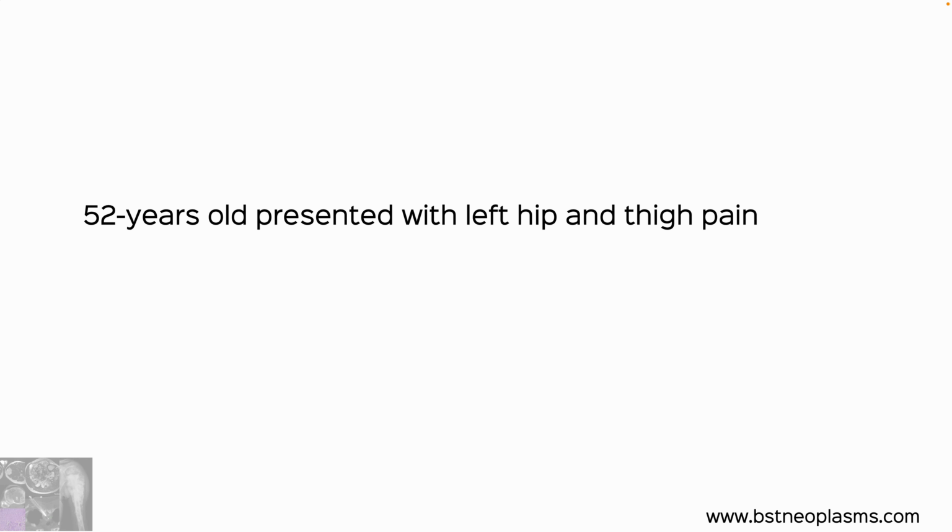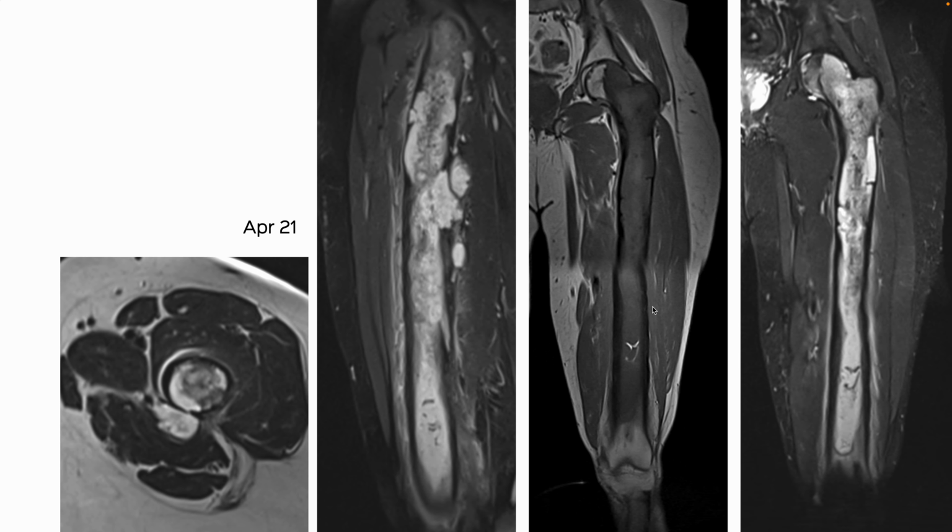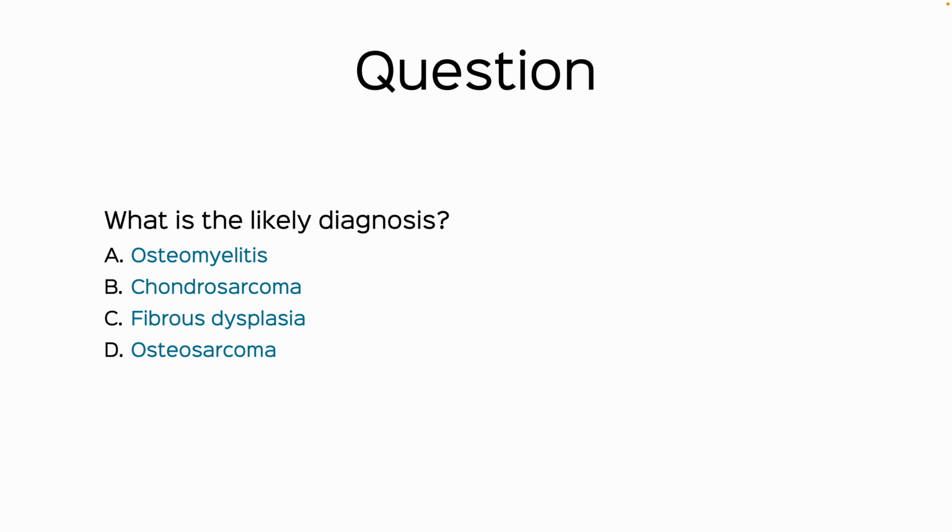bstneoplasms.com. So, this is a 52-year-old who presented with left hip and thigh pain. That's the radiograph, and that's the MR. And you can see the T1 coronal and the T2 axial, etc. And my question will be, and what you need to do is think about this. What do you think is the diagnosis?